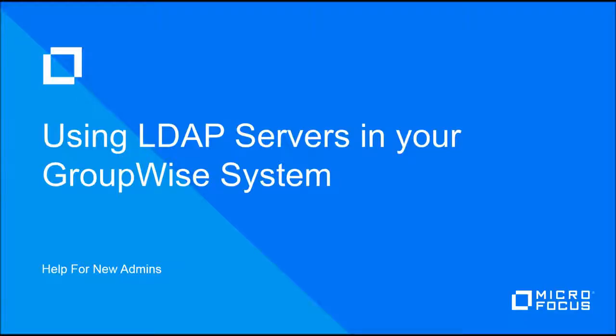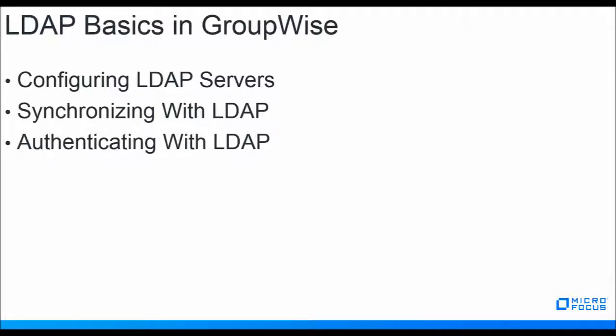GroupWise system can take advantage of Ldap sources in two important ways. The first is synchronizing data from an Ldap source to your GroupWise user objects. The second is authentication. GroupWise can take advantage of complex password policies already in place for your eDirectory or Active Directory objects. This video will briefly cover the basics of configuring Ldap servers, setting up synchronization, and Ldap password authentication.